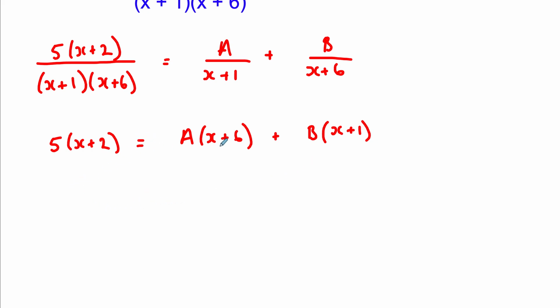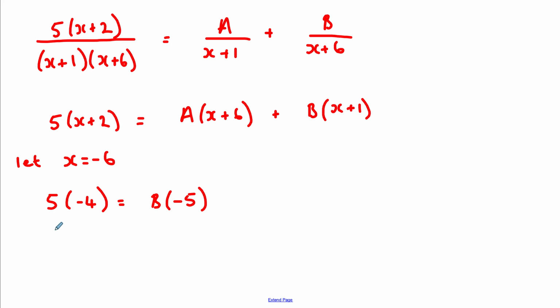I'm going to let x equal minus 6 first. No need to expand these, I can leave that 5 where it is, it's going to be easier to work with. Minus 6 add on 2 is minus 4. The a term is going to disappear. I'm finding out b first, and that's going to be minus 6 add 1 is minus 5. So minus 20 needs to equal minus 5b, which means b is positive 4.